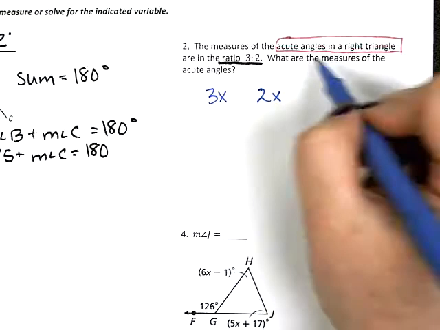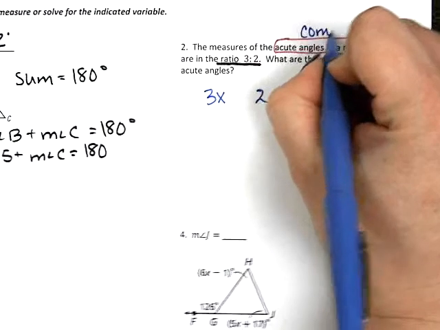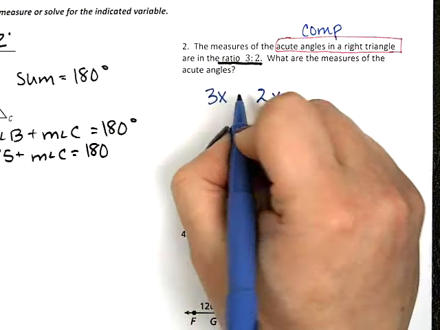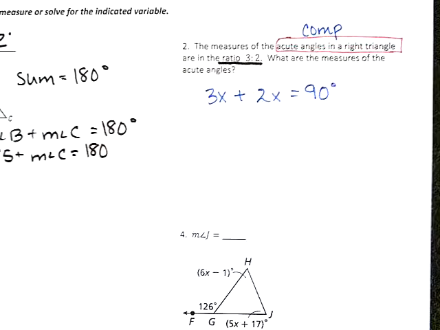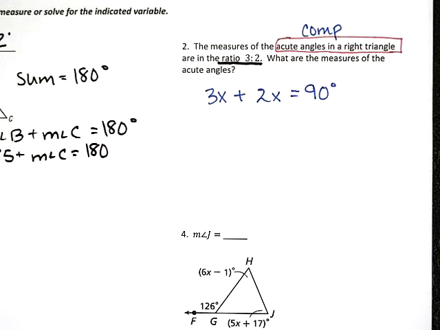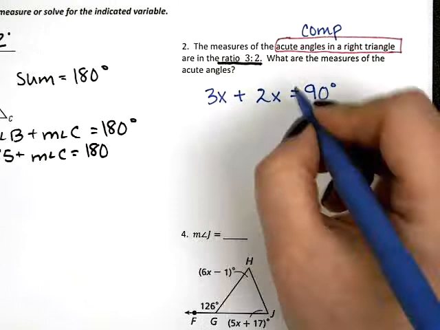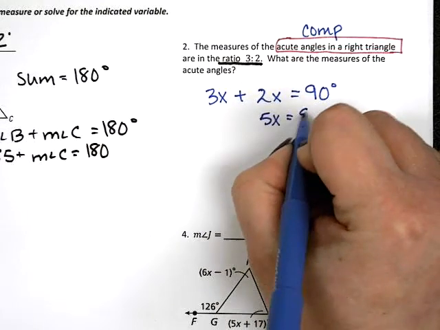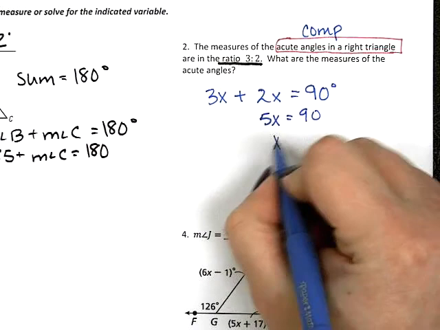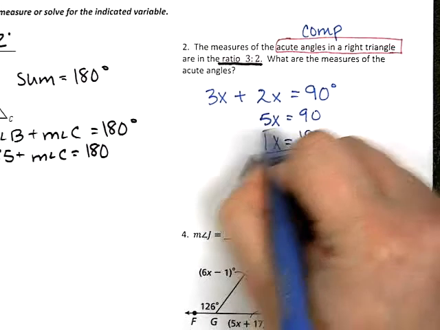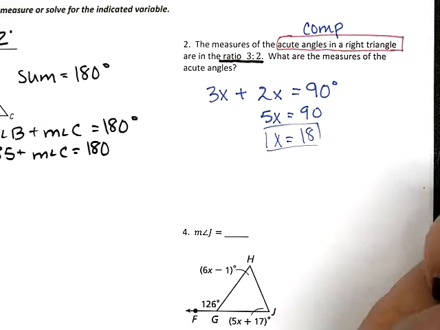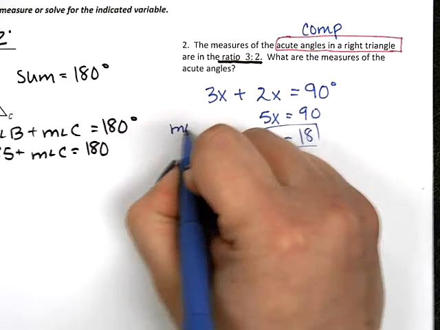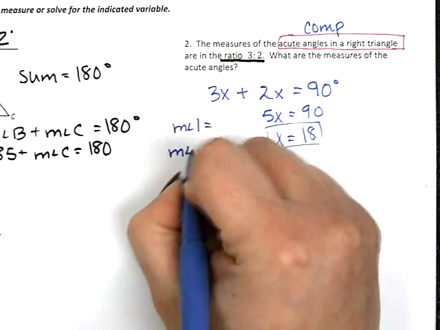But we know that acute angles in a right triangle have to be complementary, which means if I take those two angles and add them together, they have to equal 90 degrees. Okay, then we can just solve for x. So we get 5x equals 90, divide by 5 and we get x equals 18. But that's not what it asked for, right? It did ask for the measures of the two acute angles. So we can just call them angle 1 and angle 2. Measure of angle 1, measure of angle 2.